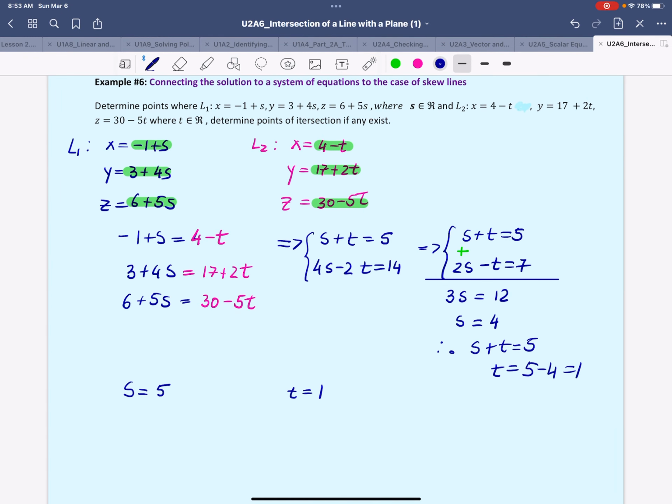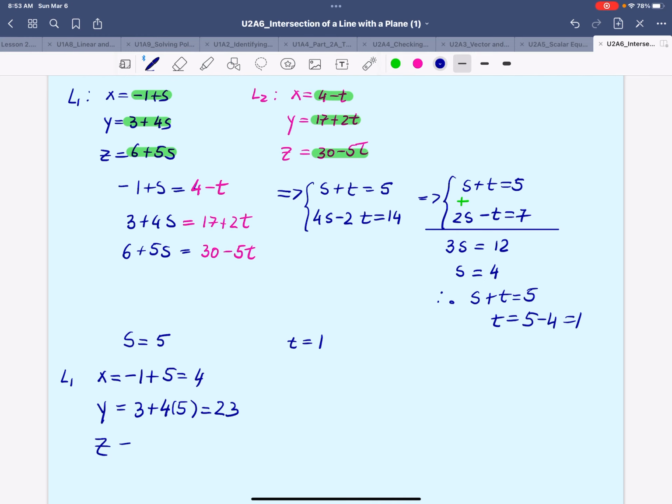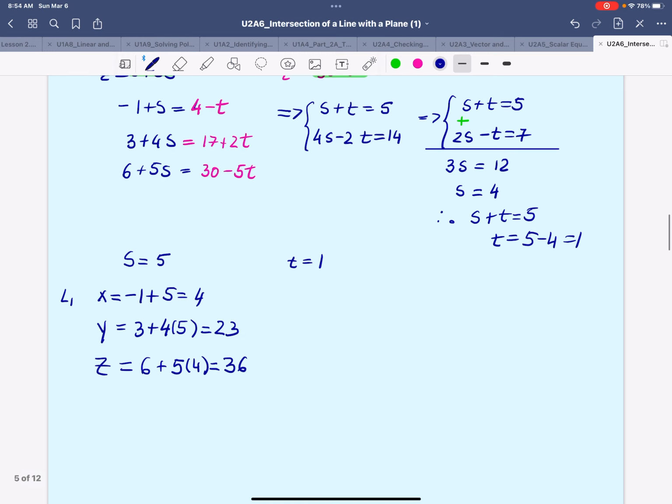So with s value of 4 and t value of 1, we're going to try to find the coordinates from each line. So for line L1, remember that x was negative 1 plus s. So negative 1 plus 4 is 4 — no, negative 1 plus 5 is 4. The y coordinate is 3 plus 4s, so 4 times 5, which equals 3 plus 20, 23. And the z coordinate is 6 plus 5s, so 5 times 4 makes it equal to 36. So if there is a common point between two lines, for line L1 it has to be 4, 23, and 36.